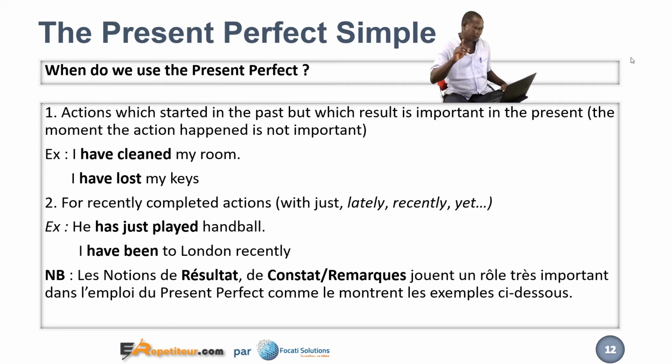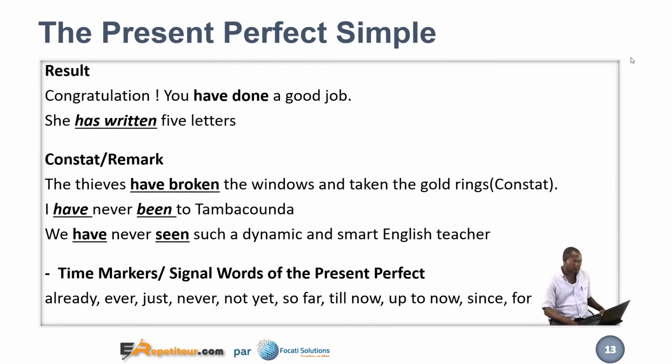Remarque, les notions de résultat, de constat, jouent un rôle très important dans l'emploi du present perfect, comme le montrent les exemples ci-dessus. Result. Un exemple avec result. Quand je dis congratulations, you have done a good job. Là, j'insiste sur le résultat d'une action. Donc, on emploie le present perfect simple.